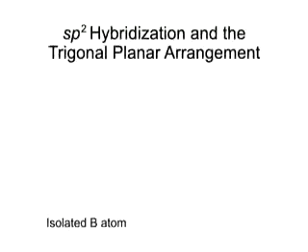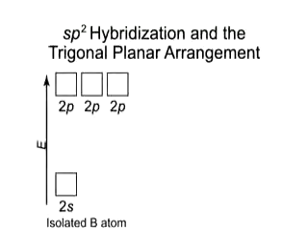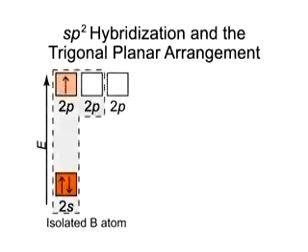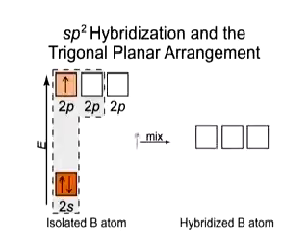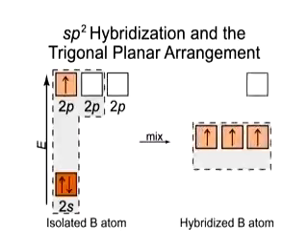To account for molecules with a trigonal planar shape, such as boron trifluoride, the model proposes that the ground-state boron atom undergoes sp2 hybridization. The filled 2s of the central boron mixes with one half-filled and one empty 2p to become three half-filled sp2 hybrid orbitals. Boron's third 2p remains empty and unhybridized.